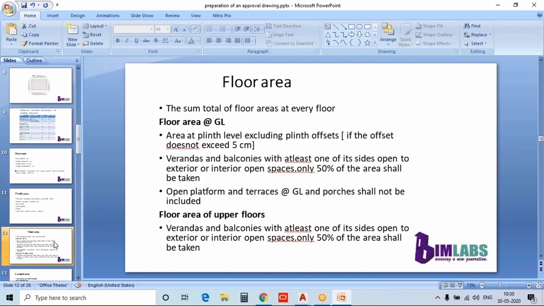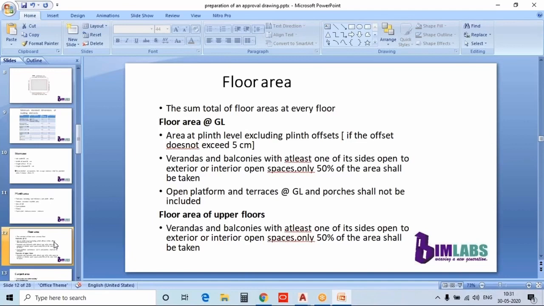Then you can exclude verandas and balconies, not fully, but if the verandas and balconies have at least one side open to the exterior or interior open spaces, then you have to consider only 50% of that area. That is, if the veranda has at least one side open, you calculate only 50% of that area. Then the open platforms, terrace at ground level, and porches shall not be included in this floor area.